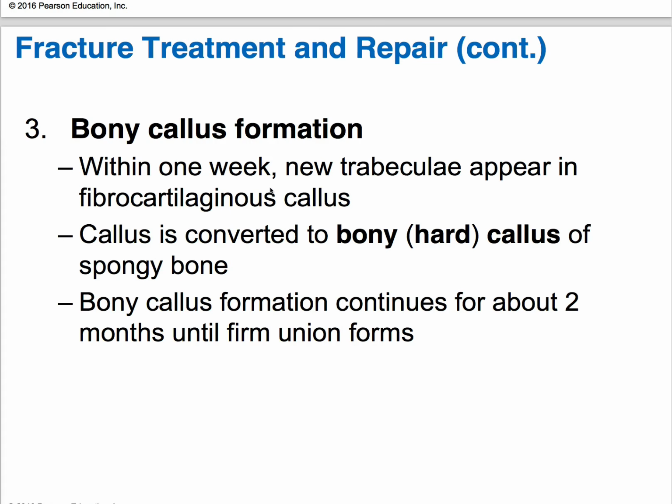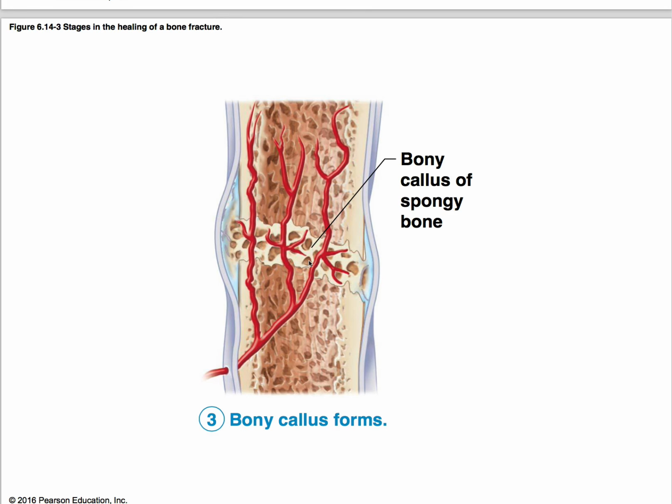So over here, within a week, you get new trabeculae that appear in the fibrocartilaginous callus. So the callus is converted into a hard callus or a bony callus of spongy bone. The bony callus formation continues for about 2 months until you have a firm union that forms between the two ends of the bones. So when you look over here, you don't have the fibrocartilaginous tissue anymore, or that soft callus no longer present. What you see now are these trabeculae. So this is why we call this a bony callus, not a soft callus, but a bony callus of spongy bone.